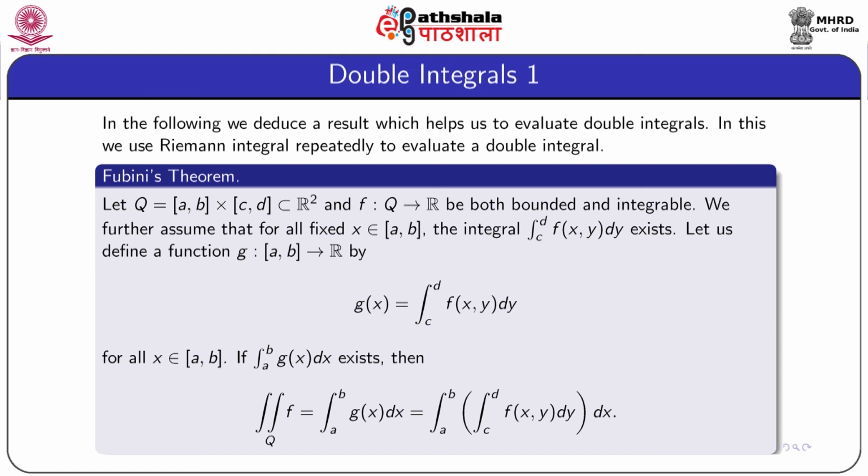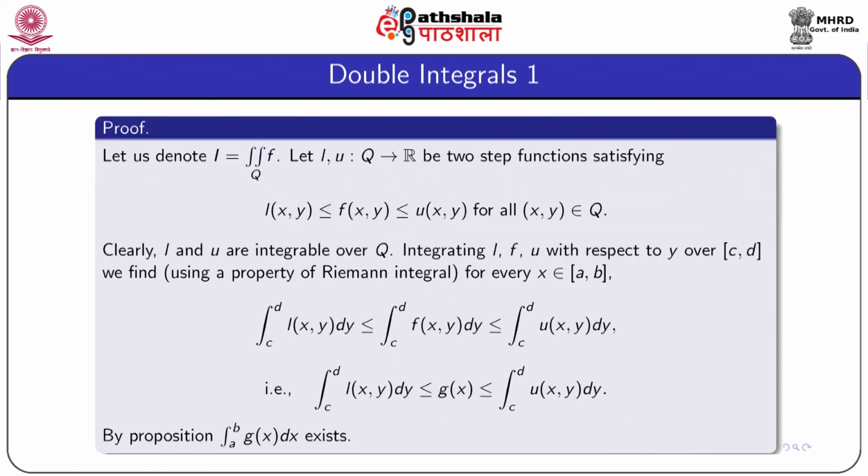We further assume that for all fixed x in [a,b], the integral from c to d of f(x,y) dy, this is the Riemann integral, exists. Let us define a function g from [a,b] to R by g(x) equal to integral c to d f(x,y) dy for every x. If integral a to b g(x) dx exists, then integral over Q of f equals integral a to b g(x) dx equals integral a to b of integral c to d f(x,y) dy dx.